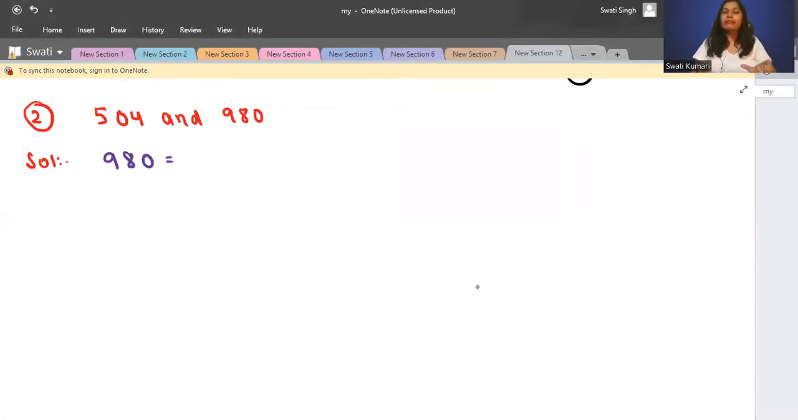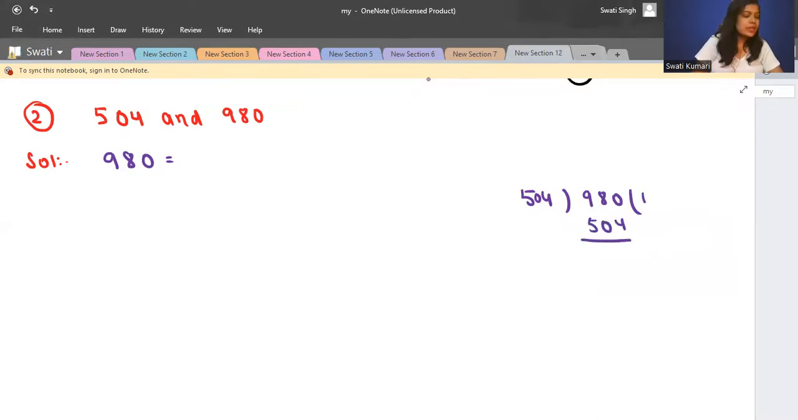Now we will divide 980 by 504, and we will write down the first step. Dividend is equal to divisor into quotient plus remainder. So yeah, 504, okay, and then this is 980. Now you know how to divide this. Now it's clear also what is called divisor, dividend, quotient, remainder. So let us divide this quickly. So this will of course go by 1. So this will become 504. If you'll subtract this, you will be getting 476.